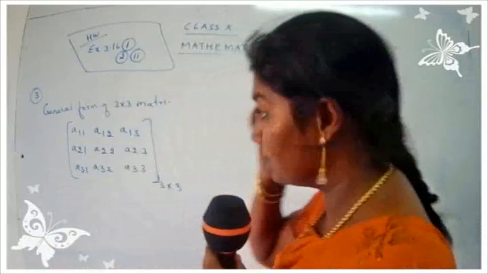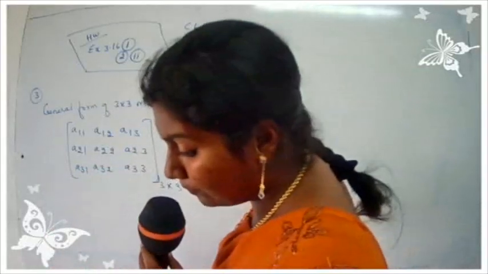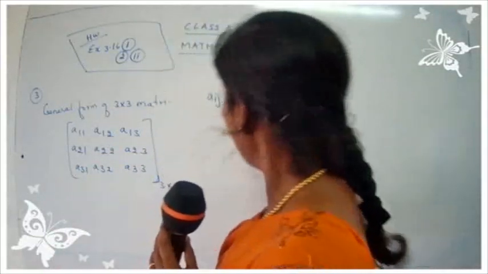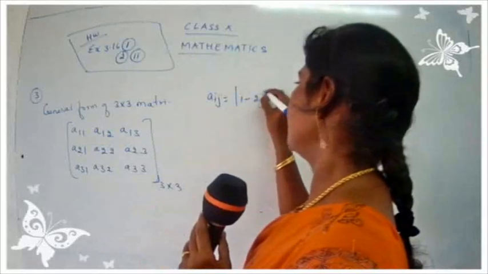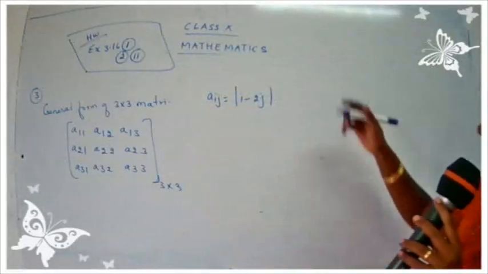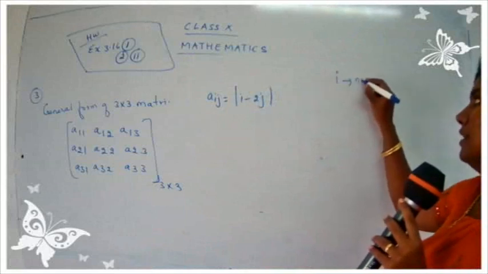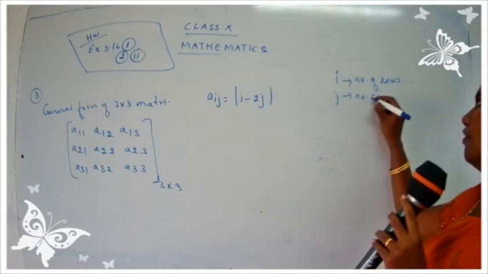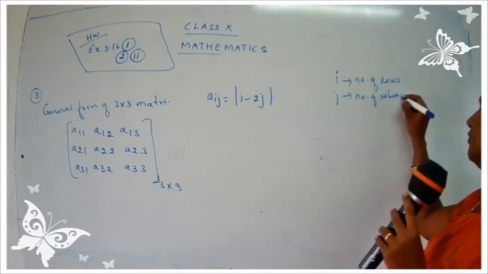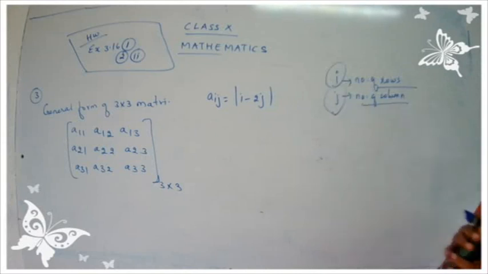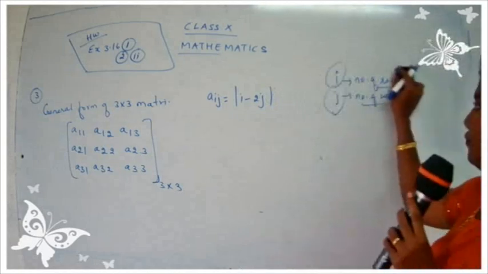Okay, what is given to you? What is the question given to you? Aij is equal to mod of i minus 2j. Here, i means the number of rows, j means the number of columns. Be careful, children. What is the meaning of i? Number of rows. What is the meaning of j? Number of columns.